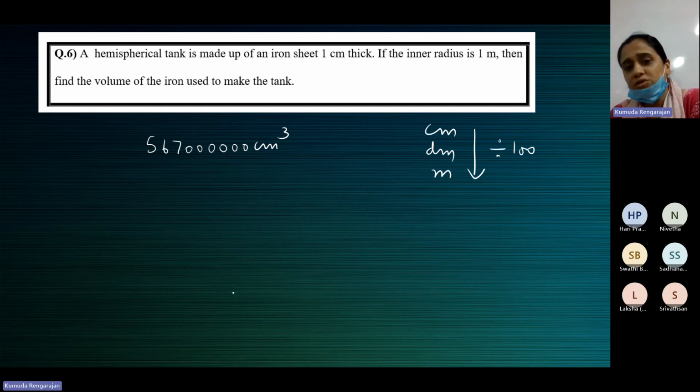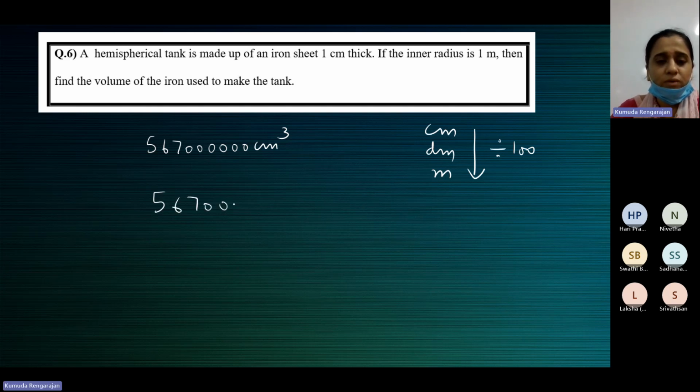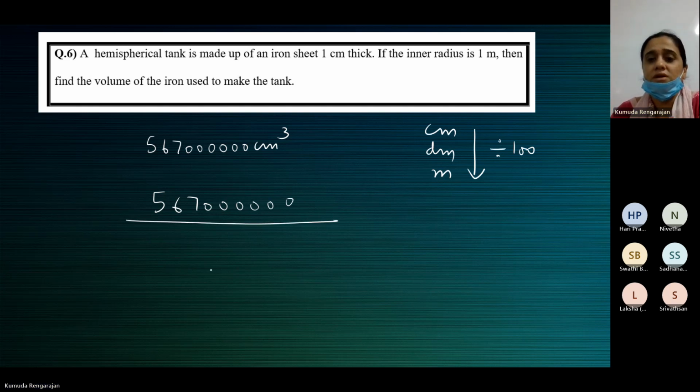So to convert centimeter cube to meter cube, you should do the same thing three times. So 5, 6, 7, 1, 2, 1, 2, 1, 2 divided by... To convert centimeter to meter, what do you do? You divide by 1000. Oh, sorry, divide by 100. Okay.